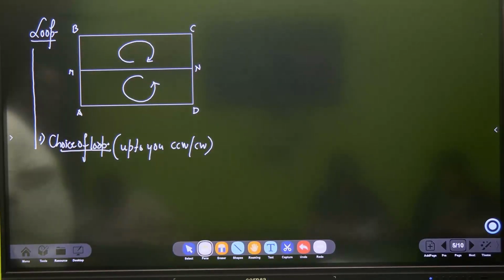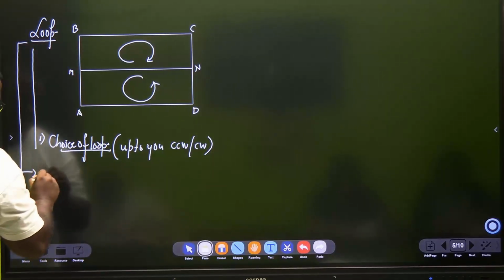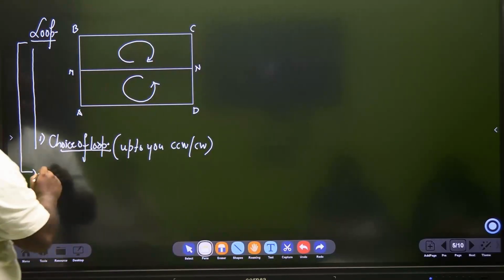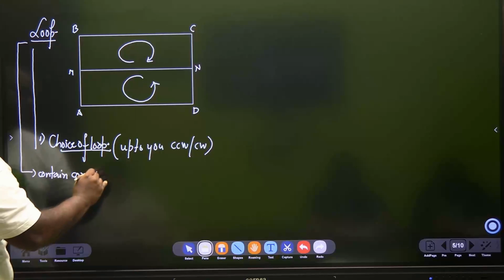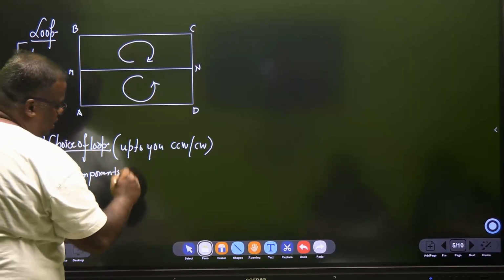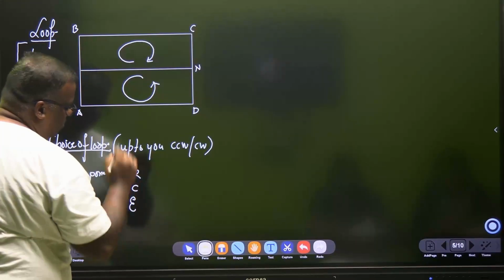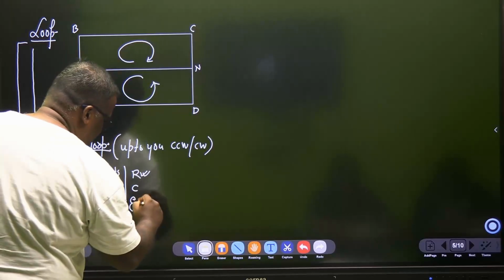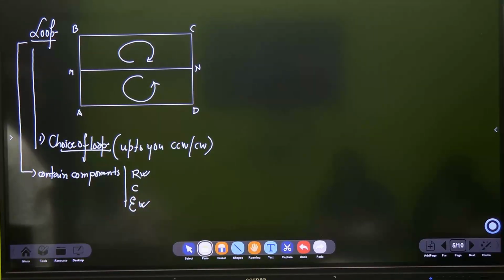Have we understood this? Now our loop may contain components. Usually these components are: you can have a resistor, you can have a capacitor, or you can have an EMF source. In grade 12, we will usually have this and this. Resistors and EMF sources. Have you understood? Right?